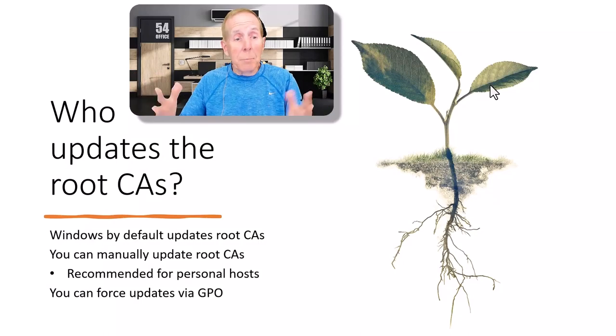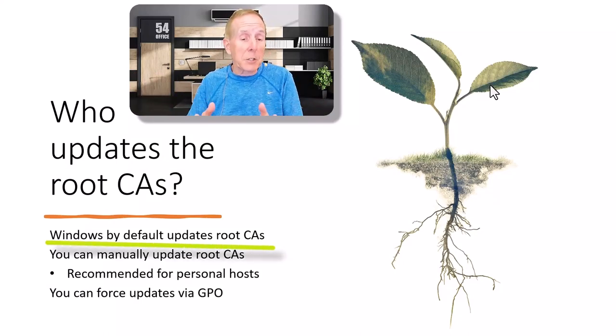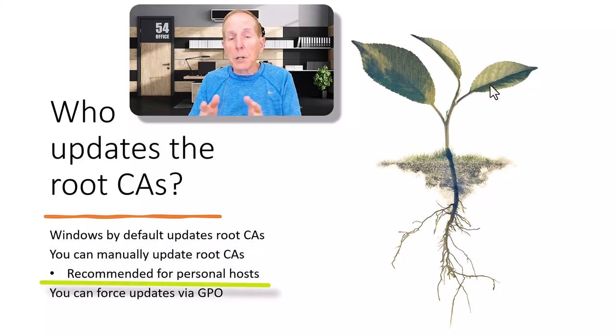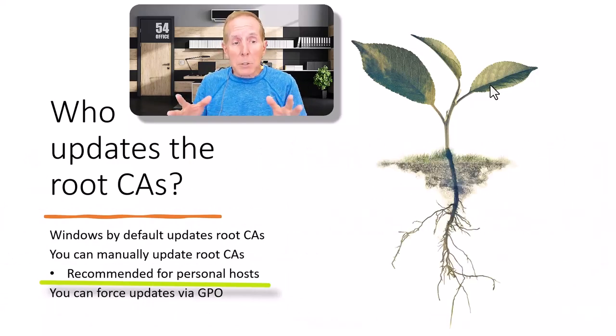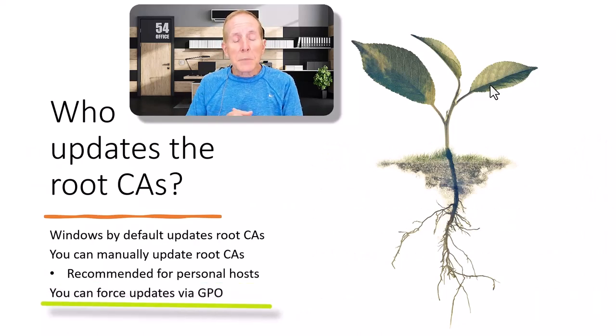So who updates your root CAs? Well, Windows by default updates your root certificate authorities. You can manually update your root certificate authorities, and I'm going to show you how. It's recommended if you begin to have certificate errors or problems related to certificates. I'm going to show you how to manually update your root CAs via Microsoft's authorized list. And of course, if you have Active Directory, you can force the updates via group policy.